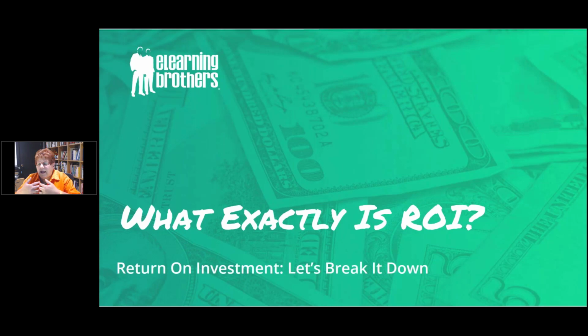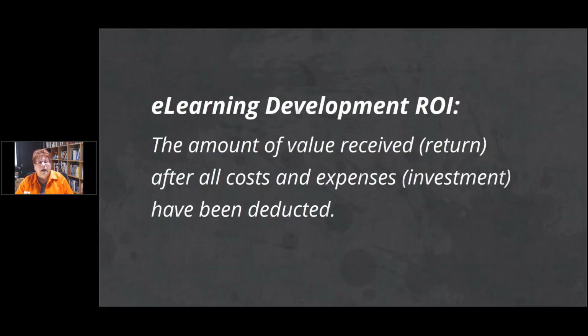So what is this ROI? What really are we talking about here? Let's break that down. Let's unpack that a little bit and take a look. There is a calculation, a formula, that ROI is the value minus the cost over the cost times 100. You get a percentage.